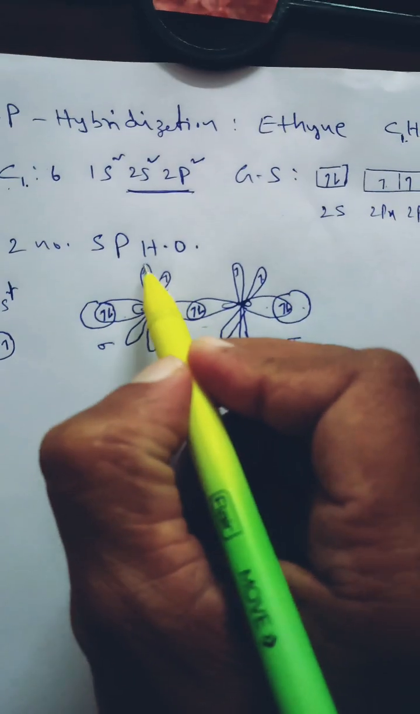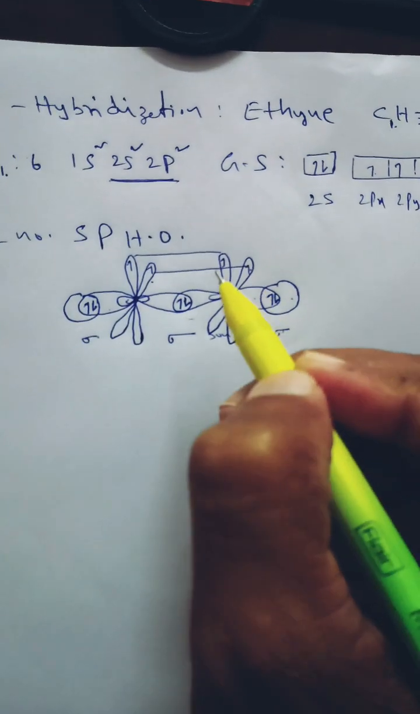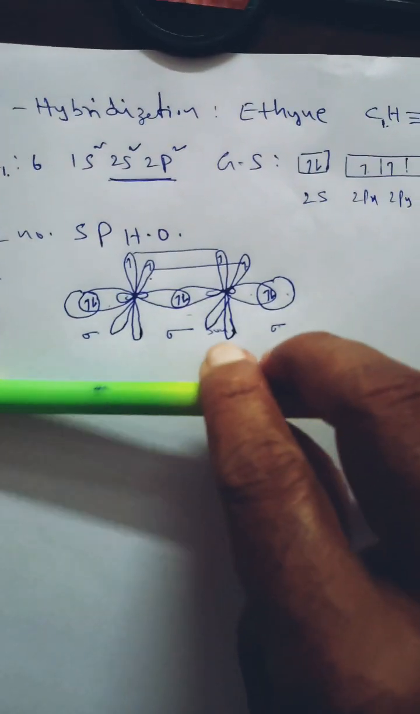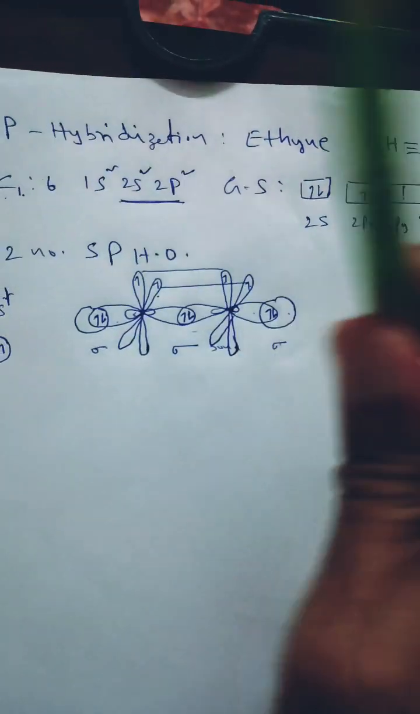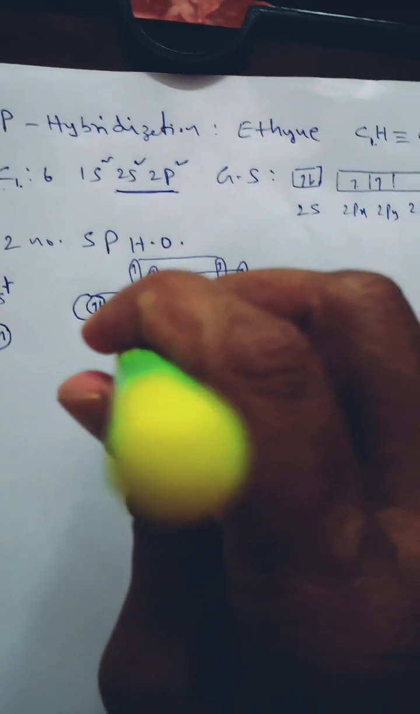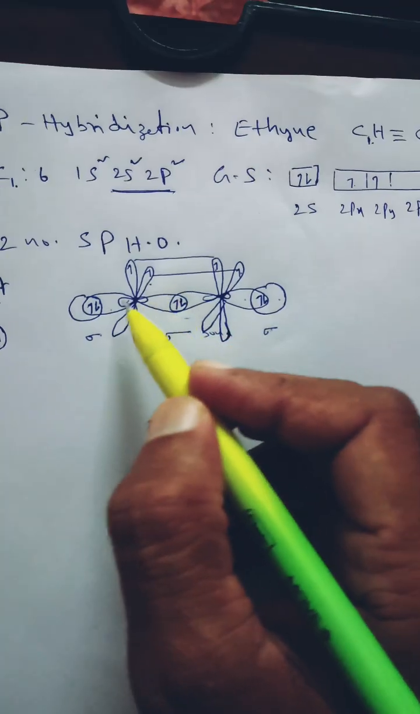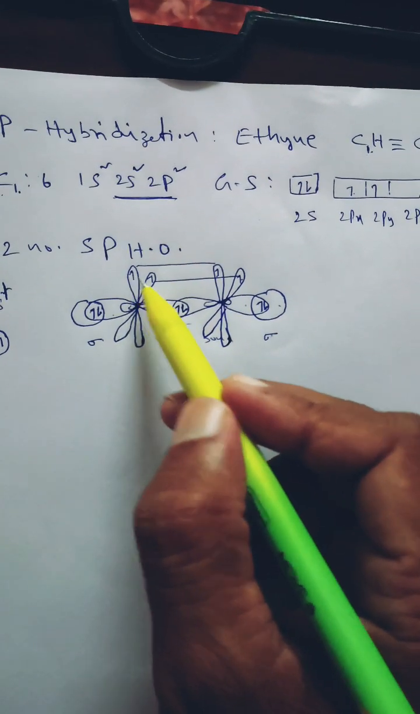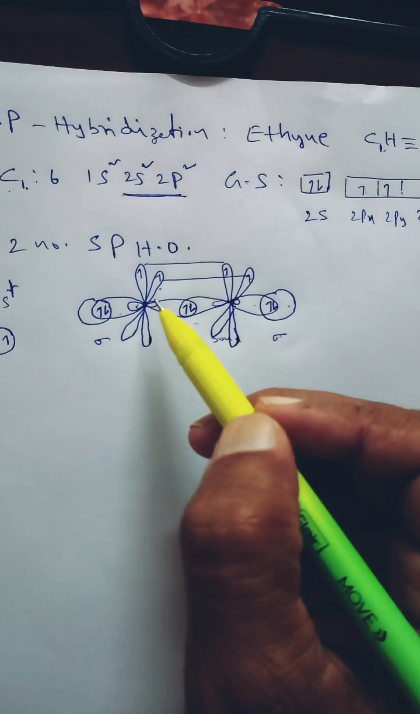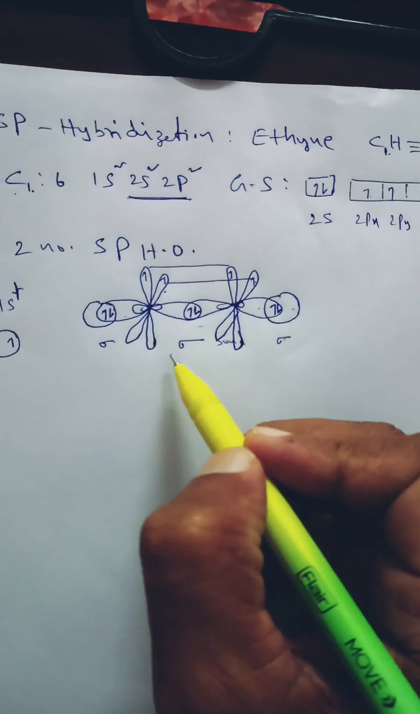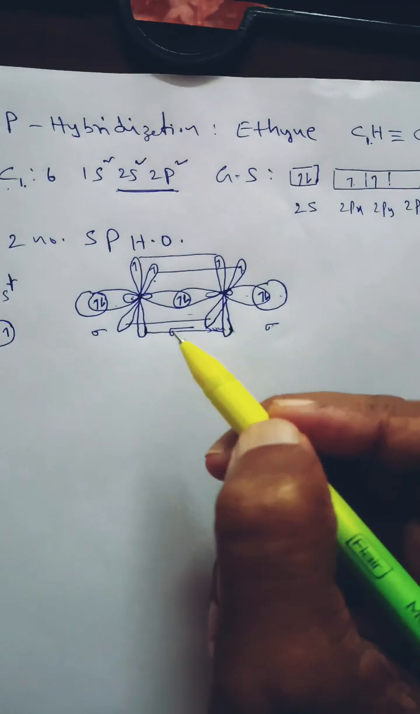Okay, so these two will form a pi bond, and these two will form a pi bond, above and below. If this is the plane, then this orbital and this orbital are perpendicular to the plane. This is y direction, this is z direction, this is x direction, this is y direction, this is z direction. Both the orbitals are perpendicular to each other, above and below the plane. Here also a pi bond, here also a pi bond, like this.